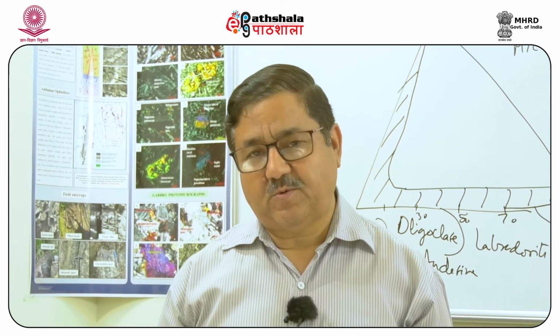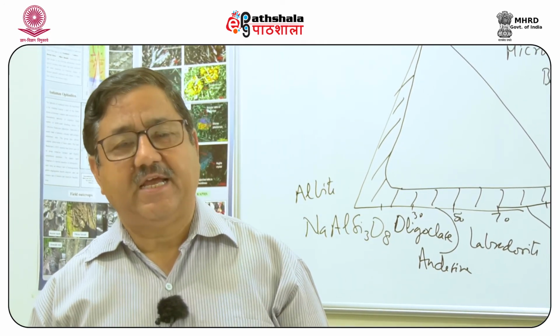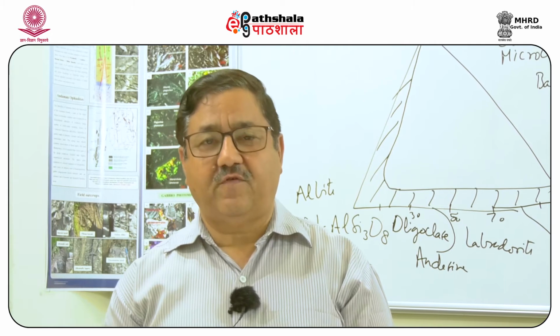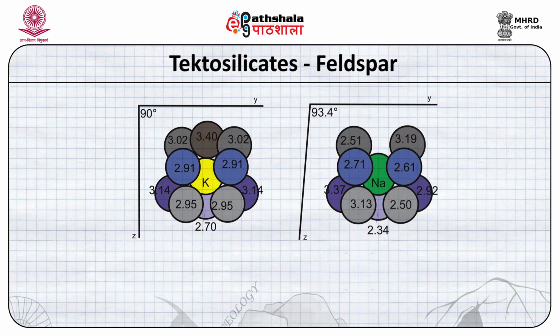We see this very beautifully illustrated in the 2 figures of high sanidine and high albite. In the first figure, we see potassium surrounded by oxygen atoms. Now, there are numbers written there. The numbers represent the K-O bond distances and they are written in angstrom units.